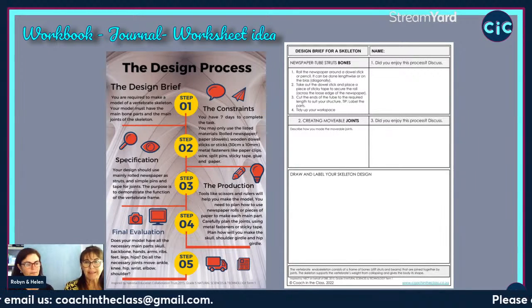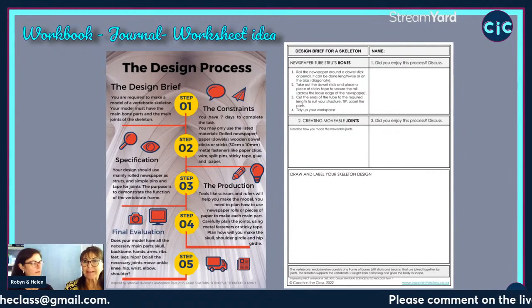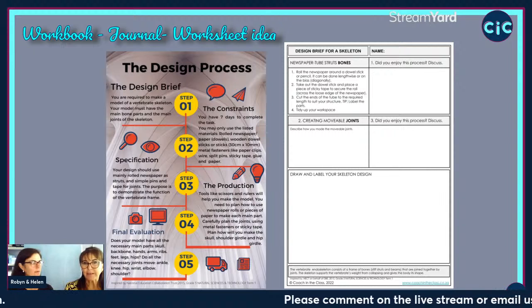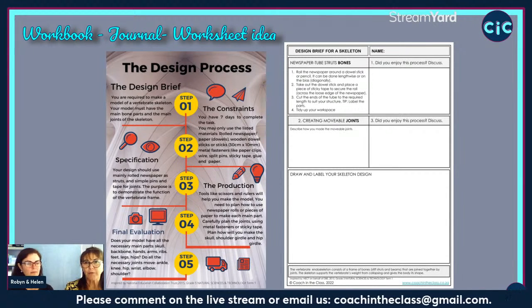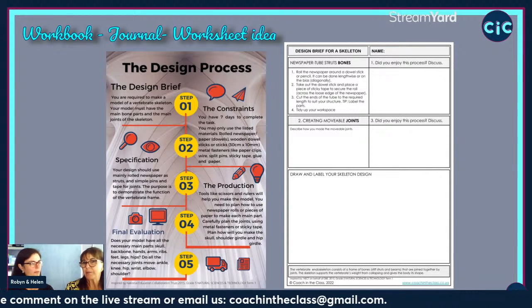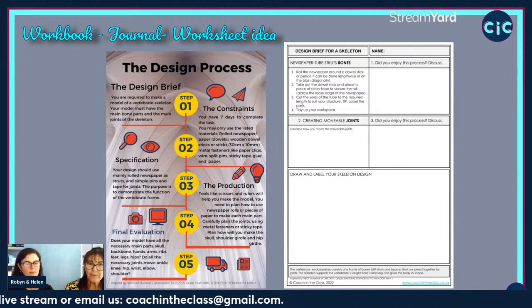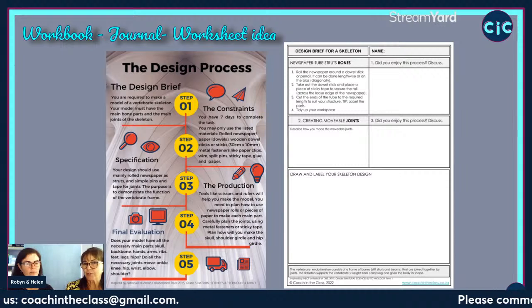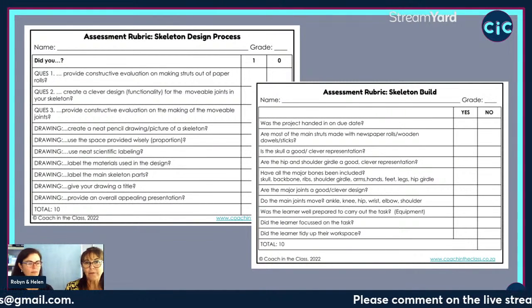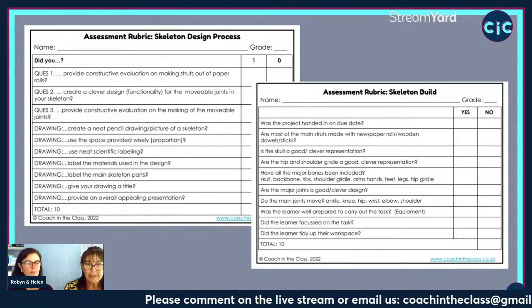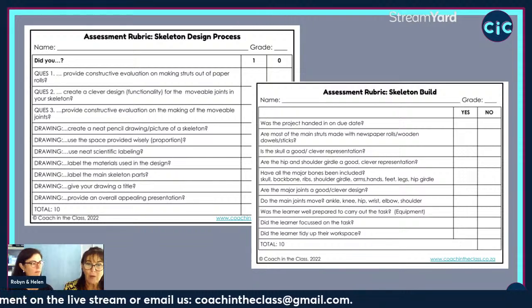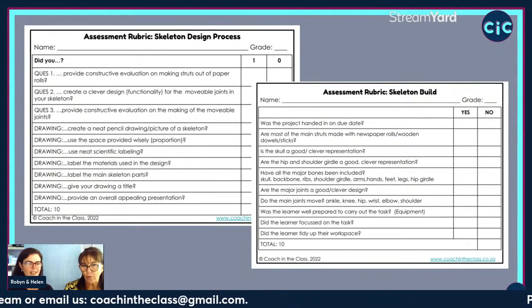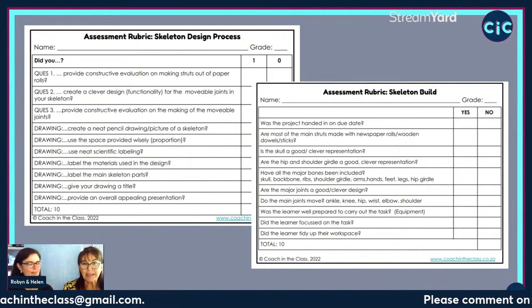And then, of course, you've got to build that skeleton, which is part of your technology. But we tell you about the design process and how critical that process is to the whole project. And so filling in the worksheet on the right is actually, how did you find the process? Did you sketch it? And then, of course, you're going to create the skeleton using struts made from newspaper. And then we've got a rubric for you to mark your design process, where you've got the drawing. Did you create a neat pencil drawing of the skeleton? Did you use the space provided wisely and you didn't stick it in the top left-hand corner and leave a space? Did you use neat scientific labeling?